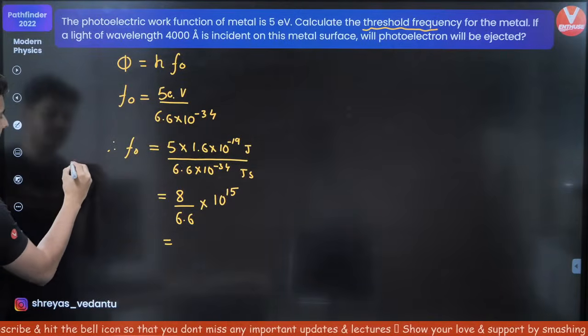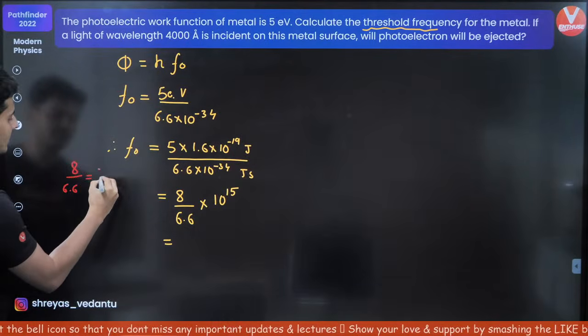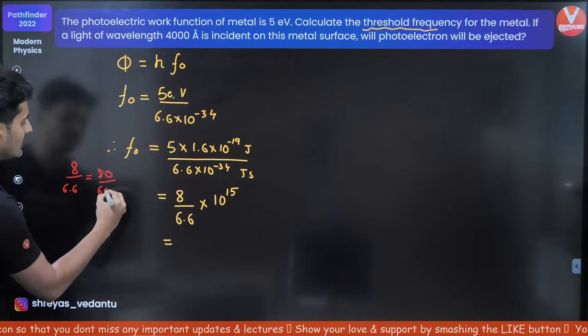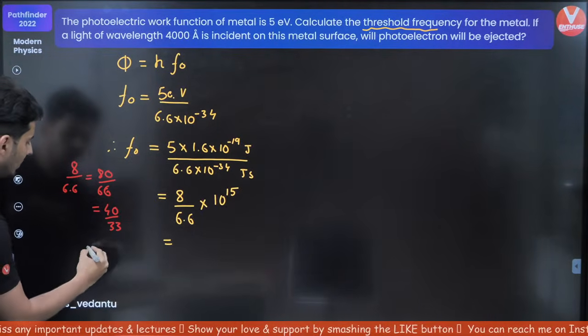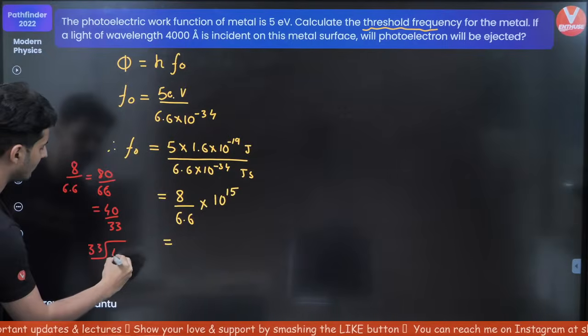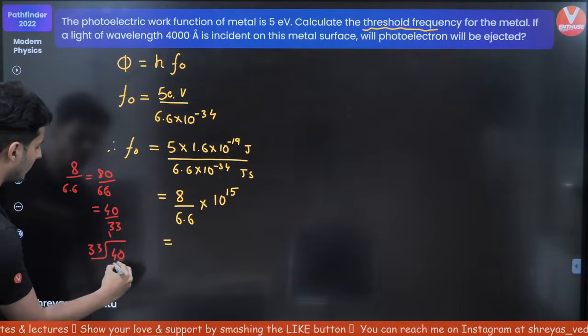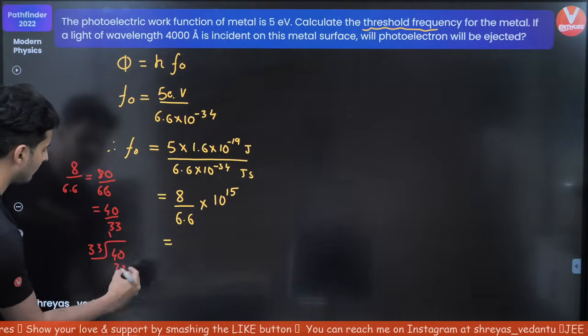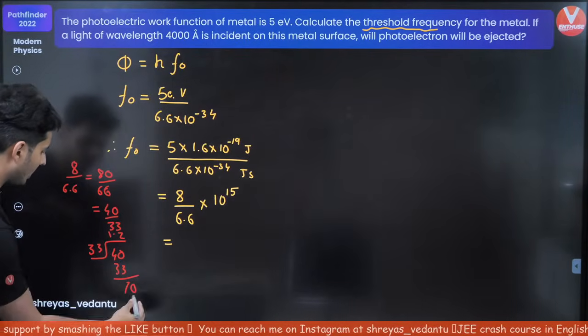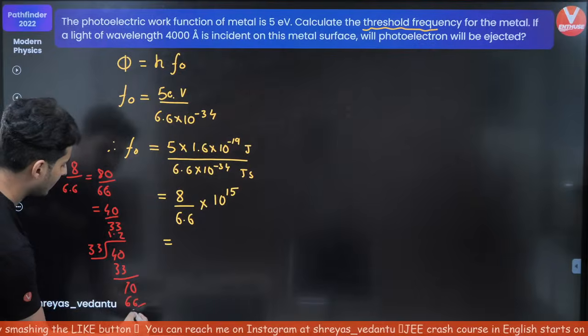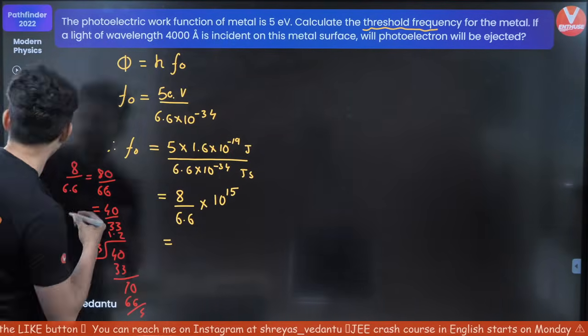Yep. So 8 by 6.6 is nothing but 80 by 66, which is also 40 by 33. So if you want to divide 40 and 33, just do the math. You will get to the answer. 133, this will be 7, so point, so 0, so 2. Yep, 66, correct, and 4. Yeah, so almost like 1.2.